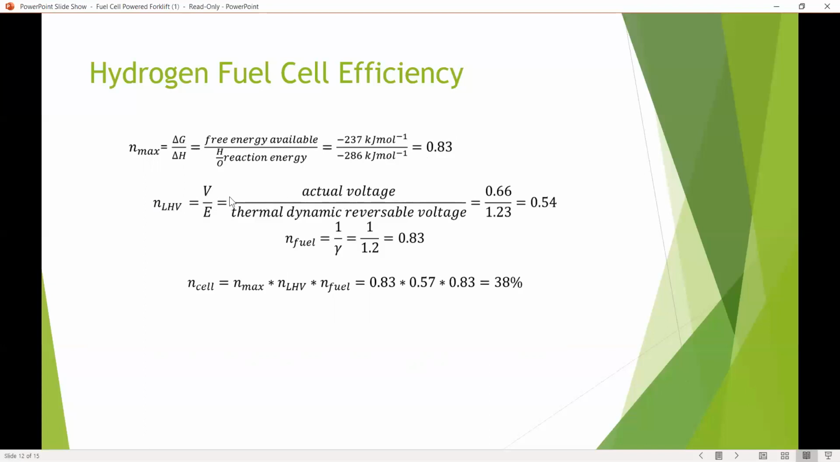It's just the voltage divided by E, which is the thermodynamic reversible voltage, and we end up getting 0.54, 54%. And the fuel efficiency, 1 over gamma, where we're using gamma of 1.2, gives us 0.83 efficiency. The efficiency of the fuel cell is all three of these efficiencies multiplied by each other, which for our case would give us a 38% efficient fuel cell.